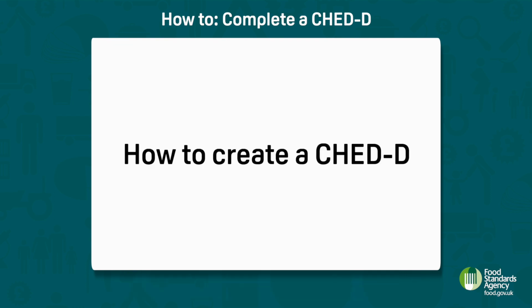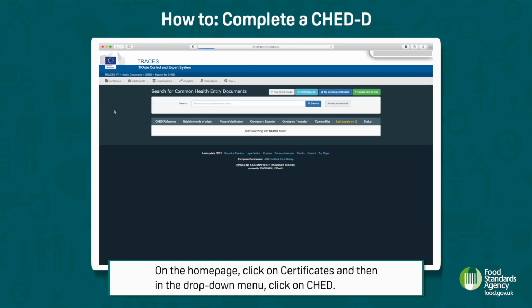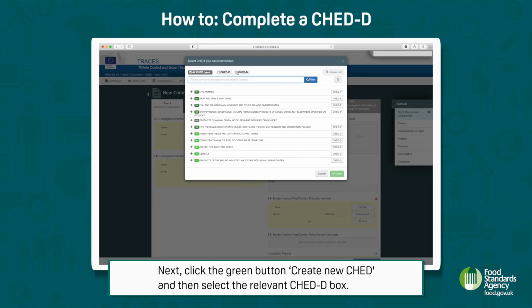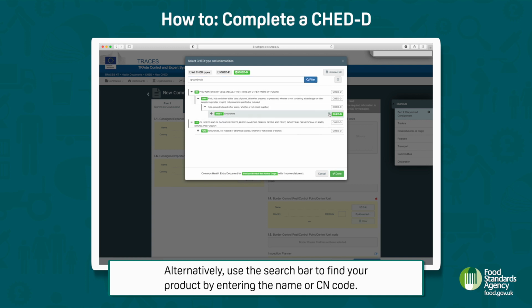How to create a CHED? On the home page, click on Certificates and then in the drop-down menu, click on CHED. Next, click the green button, Create New CHED, and then select the relevant CHED box. Next, use the drop-down menu to find and select the relevant product. Alternatively, use the search bar to find your product by entering the name or CN code.